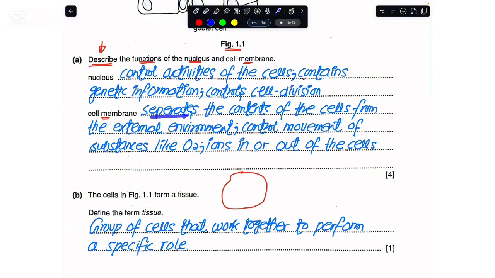you could say that it would separate the content of the cells from the external environment, or you could also say that it can control the movement of substances, and you are required to give your examiner an example of the material whose movement is controlled. And if you forget about oxygen, you could name some ion like the calcium ion or some chloride ion or stuff like that. So this would be able to move in and out of the cell with the help of the cell membrane.